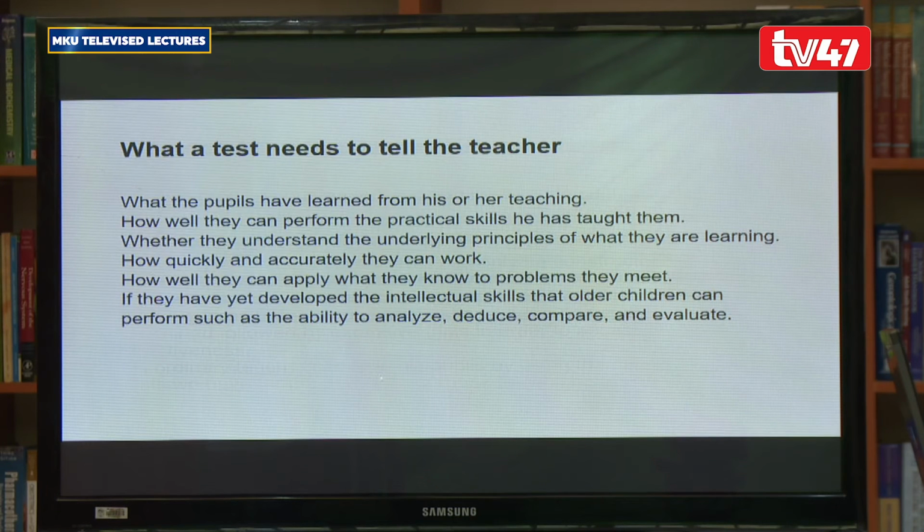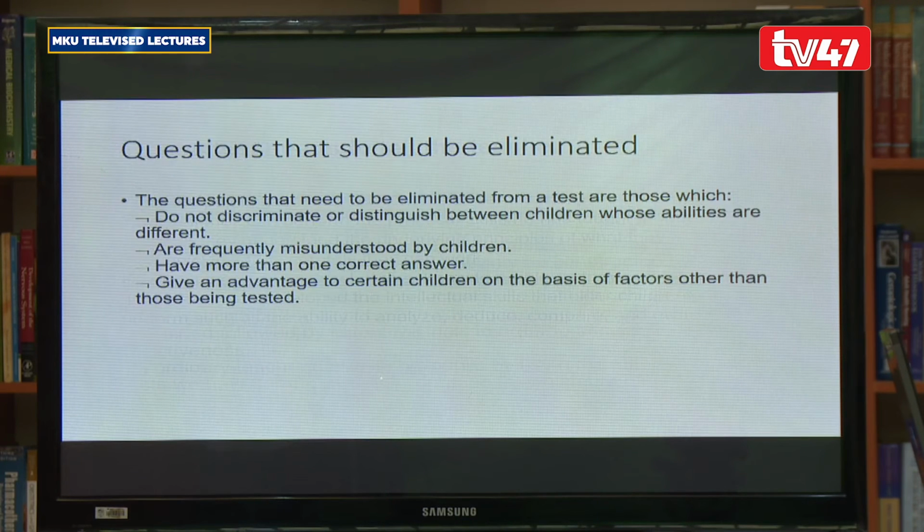For example, analyzing, comparing, evaluating, and so on. And therefore, through the use of the test, the teacher can determine what kind of tests or question items they are supposed to include when testing. And from those questions, the teacher is expected to eliminate the following types of questions, which are not expected to be asked by the teacher.